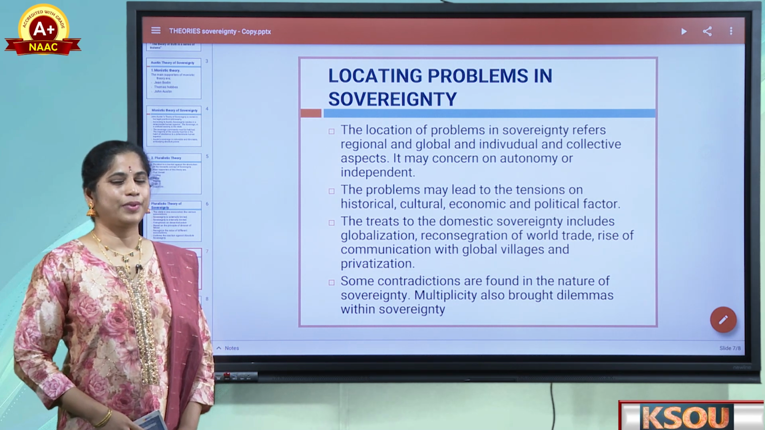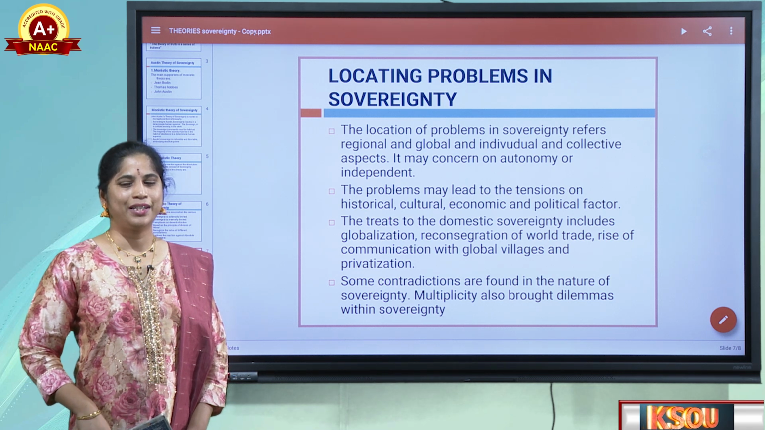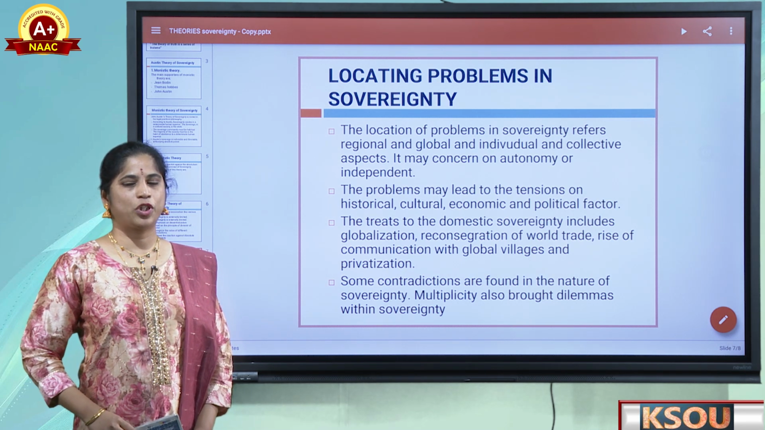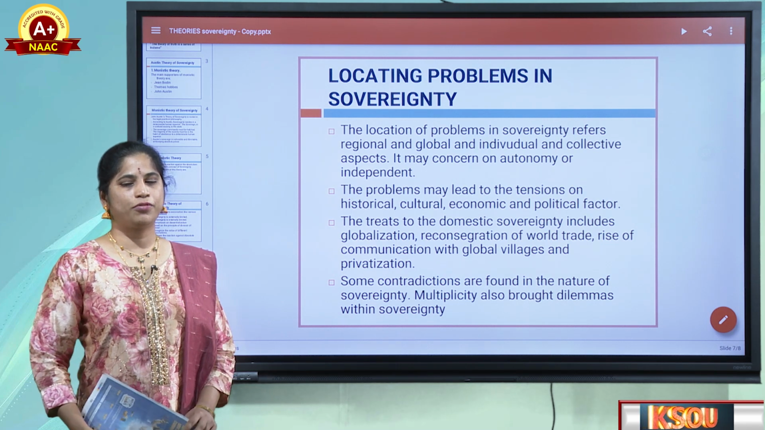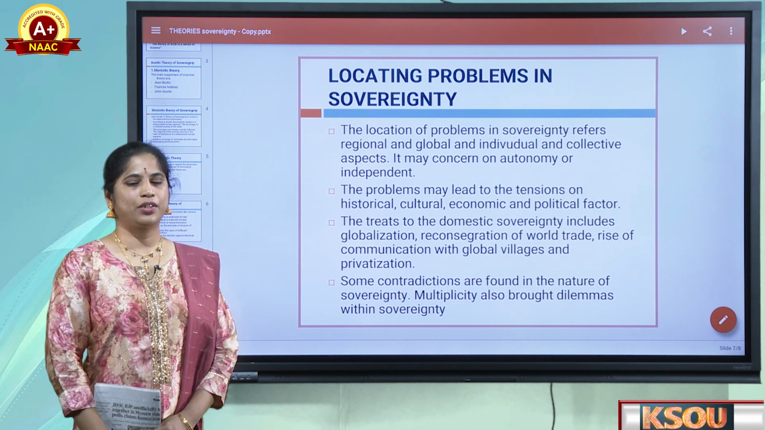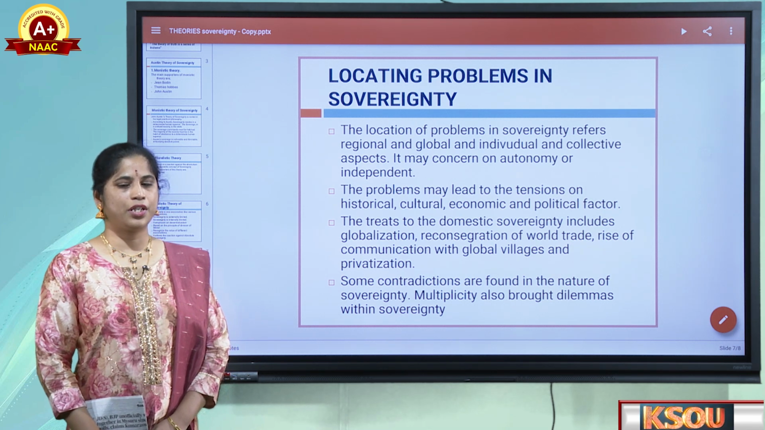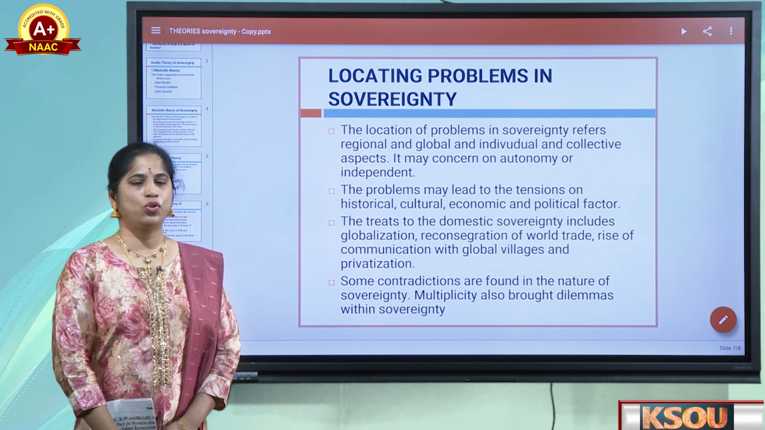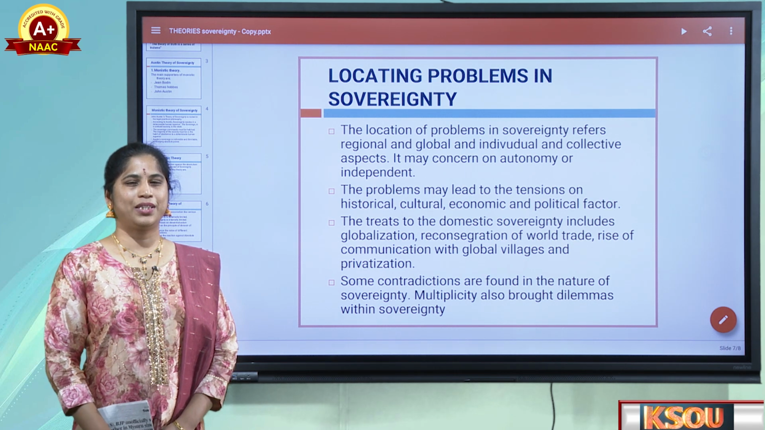Here, location of problems may refer to regional, global as well as individual and collective manner, which may also concern autonomy or independence. That may be a confused aspect over here, and it may lead to tension on historical, cultural, economical, geographical as well as legal and political factors. We can also trace out here the threats to domestic sovereignty, which may include globalization, internationalization, reconfiguration of world trade, the rise of communication with the global village, and also privatization. This would also bring some confusions inside the arena of sovereignty.